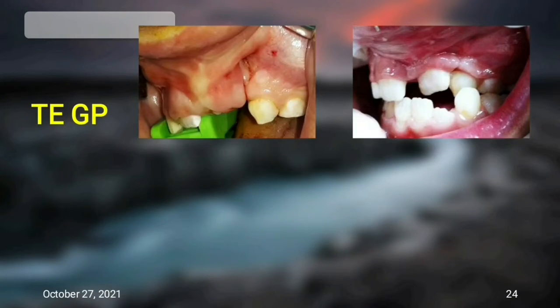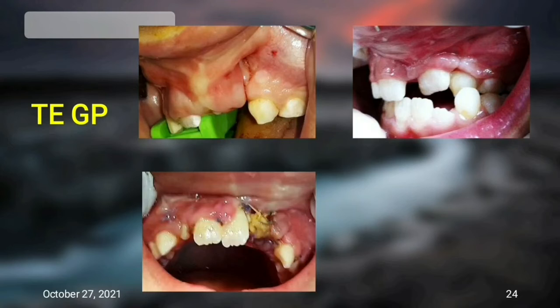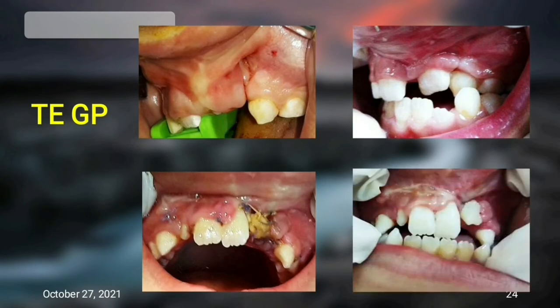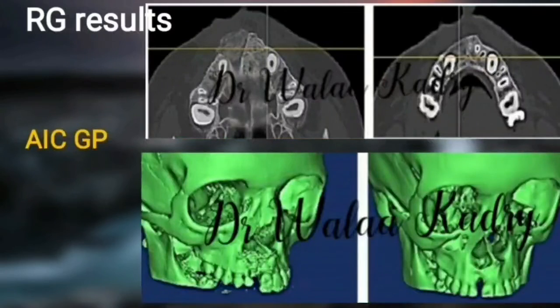For the other group, healing also went uneventful for all cases except for one case where partial graft exposure occurred 10 days postoperatively and was managed as mentioned before till complete healing and eruption of the canine occurred. Here graft consolidation occurred. This is immediate and 6 months postoperative, and the 3D of both of the same patient and same picture.